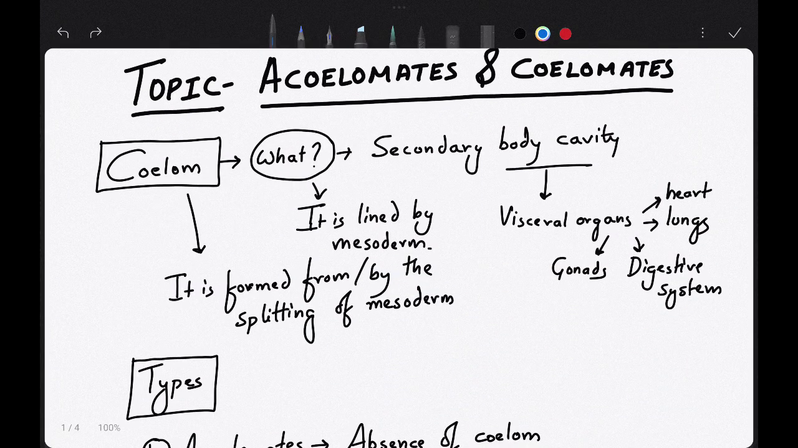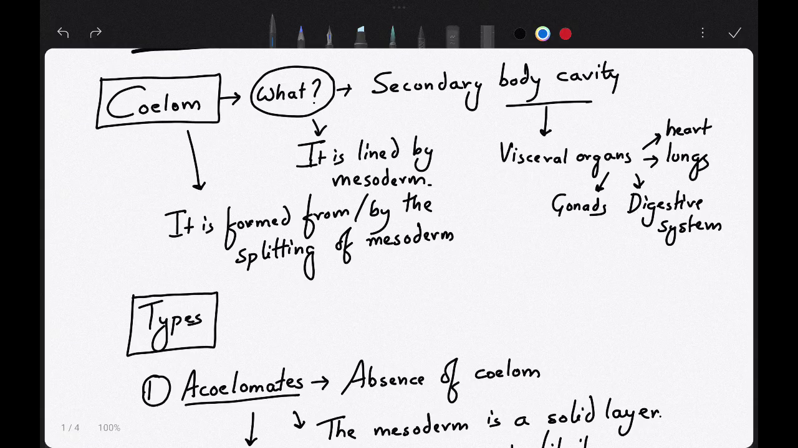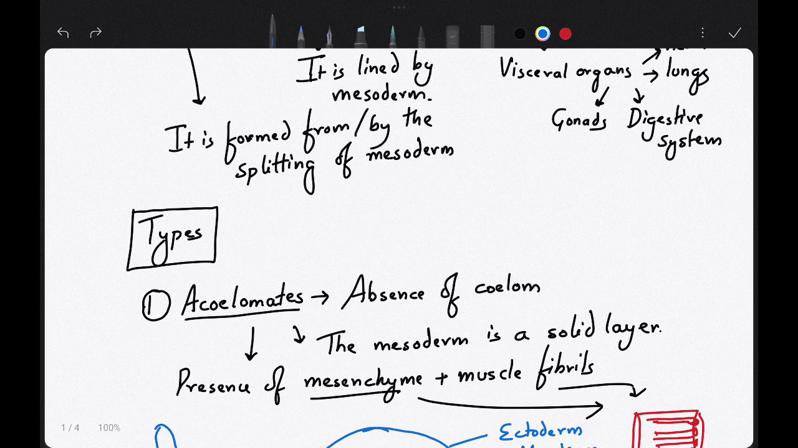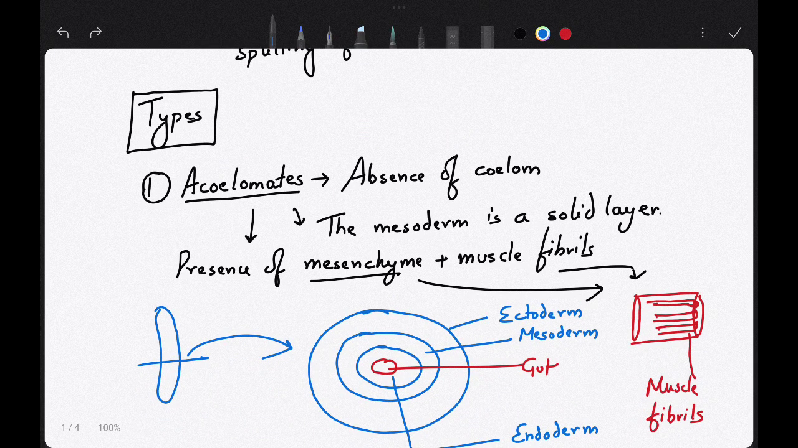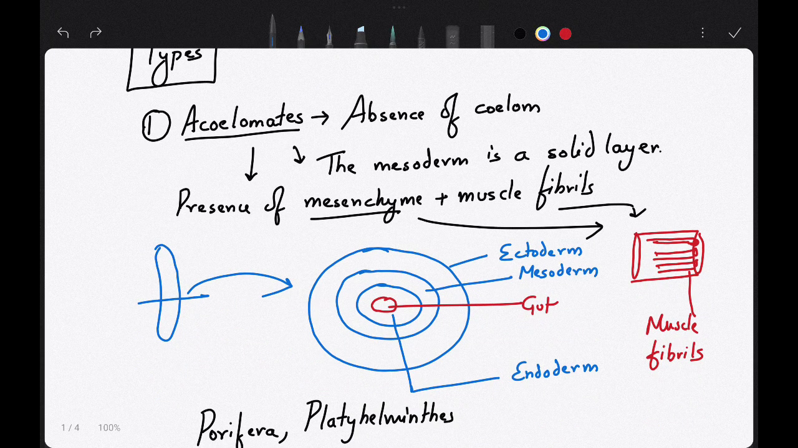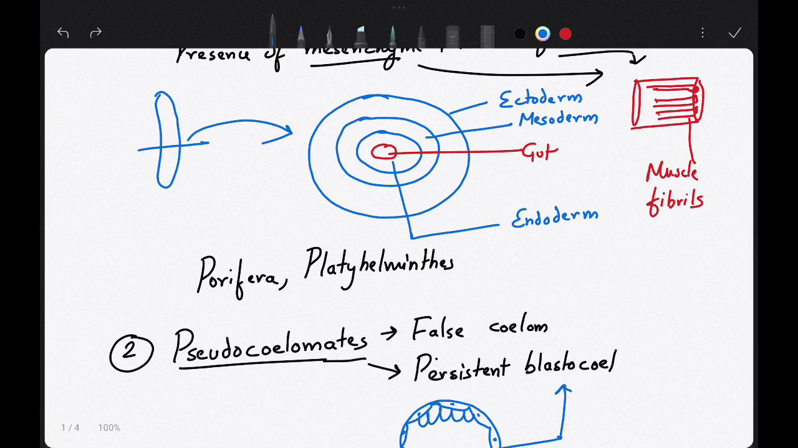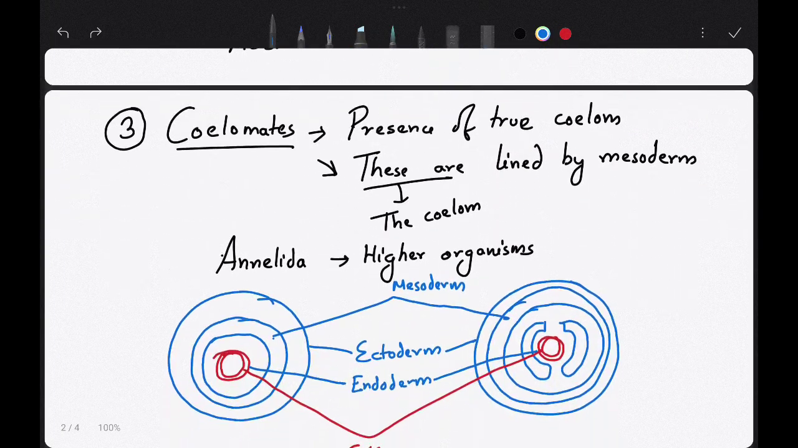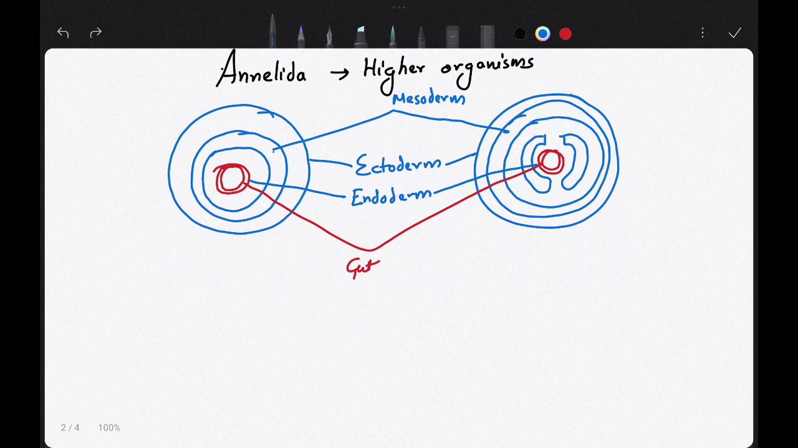So what have we learned in this class? First we have learned what a coelom is, then the different types of coelom. Coelom is a secondary body cavity, lined by mesoderm, and it contains visceral organs, heart, gonads, digestive system. It is formed by splitting of mesoderm, which we will learn in the next classes. There are acoelomates, which do not have a coelom, pseudocoelomates and coelomates.